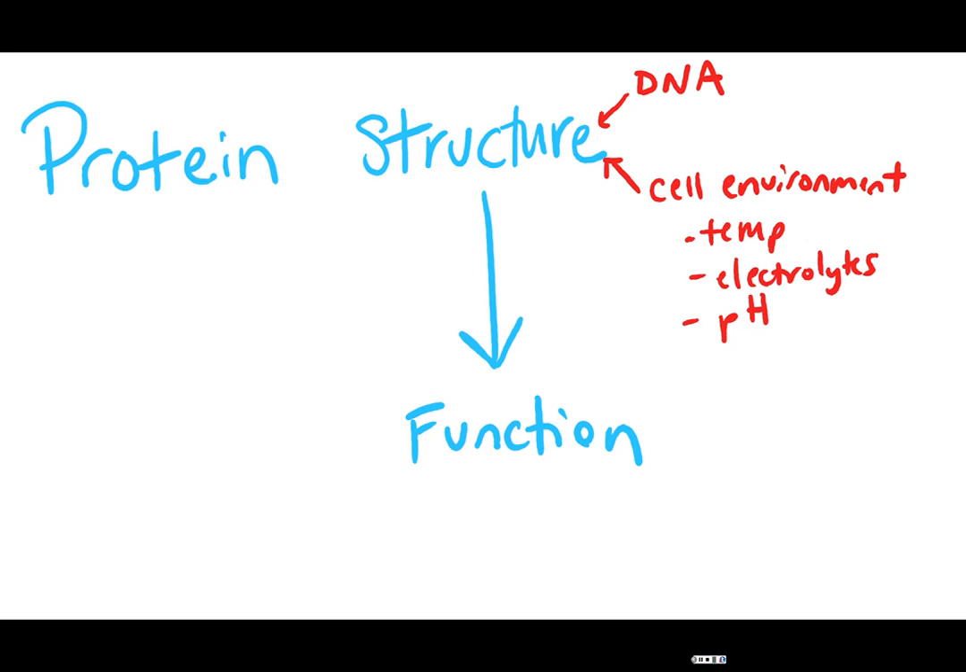But then we will also see there's a layer to the structure that is determined by the environment in the cell. So temperature affects protein structure, and things that are dissolved in the fluid of the body, electrolytes, that would be your ions, can influence protein structure, and pH can influence your protein structure.